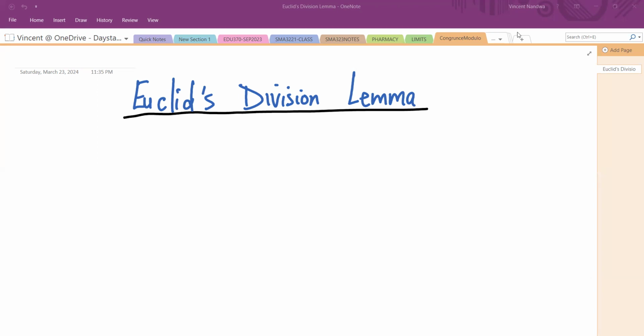So Euclid's division lemma states that if we have two positive integers, a and b, then there exist two integers q and r such that a can be written as bq plus r, and the number r should be between 0 and b. So this is the statement.